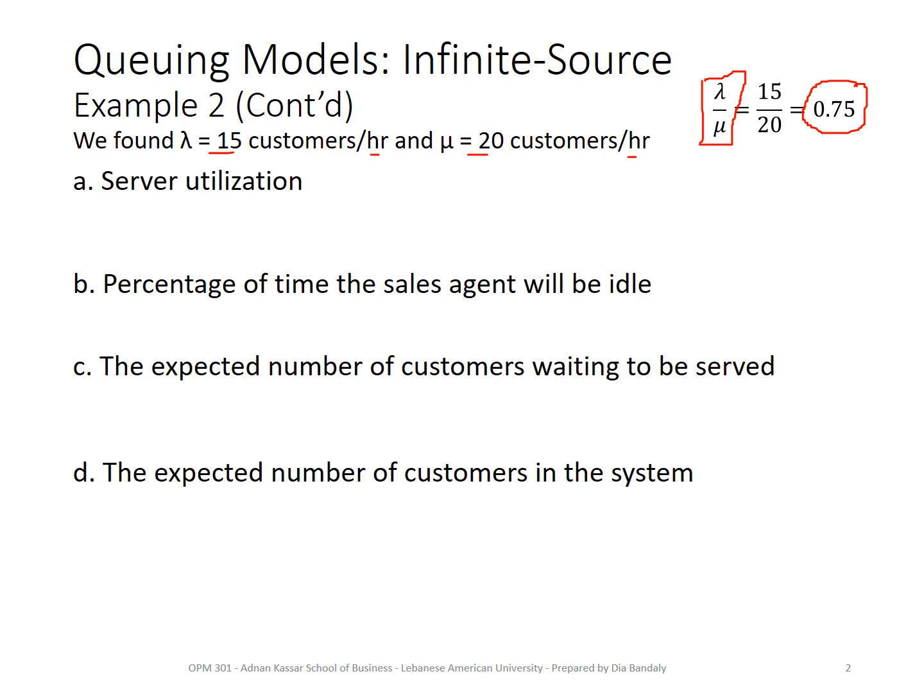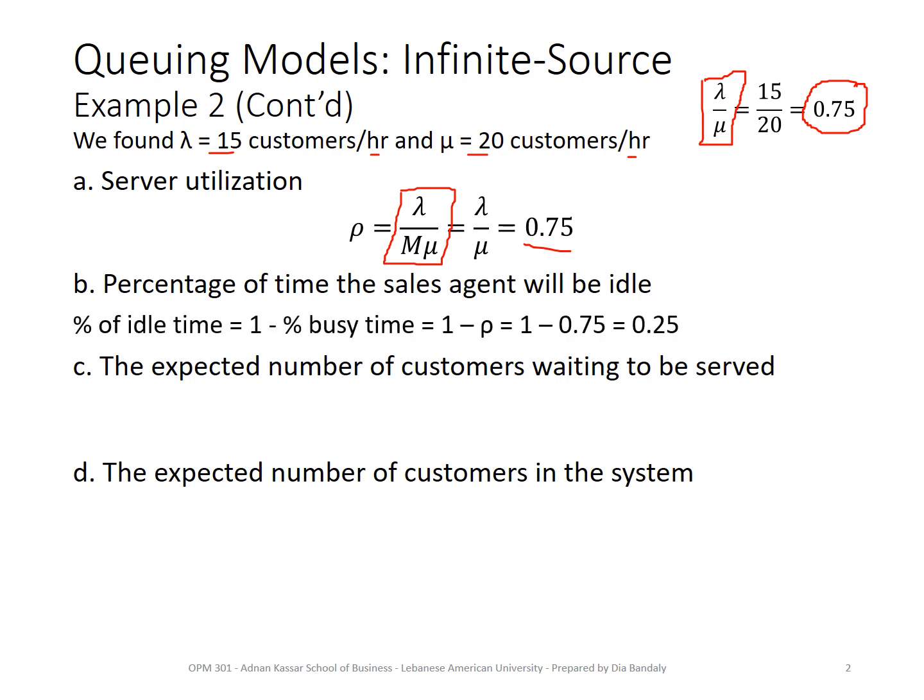The first part, server utilization, this is rho. Rho is lambda over m mu, and in this case m is 1, but we can always use this general formula, where m is equal to 1 here. So it's simply equal to lambda over mu, which is our ratio, 0.75. Percent of time the sales agent will be idle. He will be idle when he's not busy. So that's equal to 1 minus rho, right? So that's 0.25. 25% of the time he will be idle.